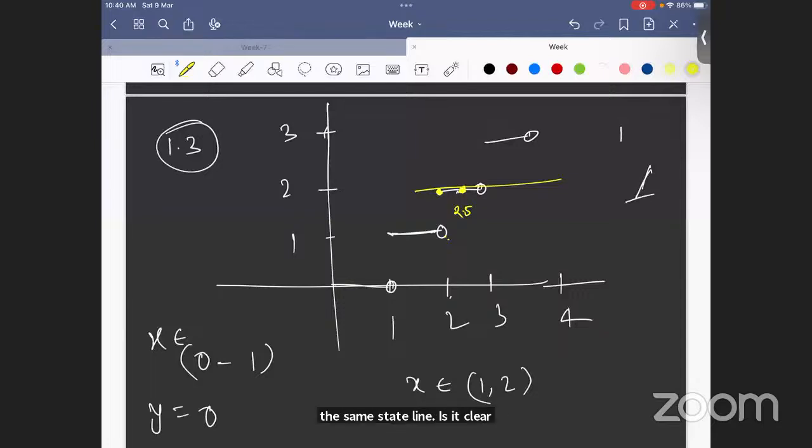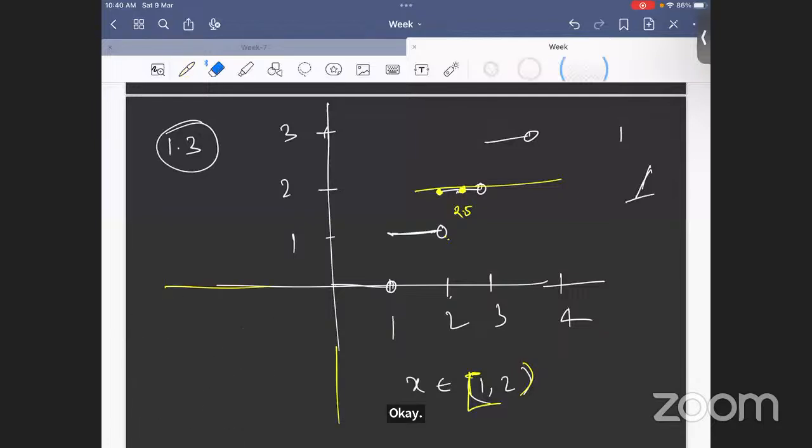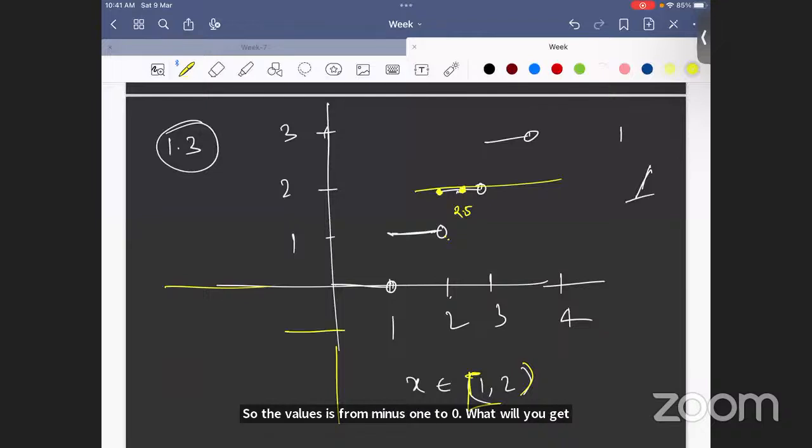Yes. Sir, here you have written x belongs to 1 comma 2. Here 1 should be included. Yeah, 1 is included here. Okay. Here also 0 will be included. Yeah. And what about the negative values? If the value is from -1 to 0, what will you get? -1, minus one. Yeah. Similarly, from -2 to -1, you'll get -2.